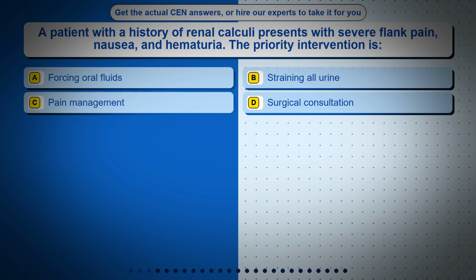Question 3. A patient with a history of renal calculi presents with severe flank pain, nausea, and hematuria. The priority intervention is Option A. Forcing oral fluids. Option B. Straining all urine. Option C. Pain management. Option D. Surgical consultation.